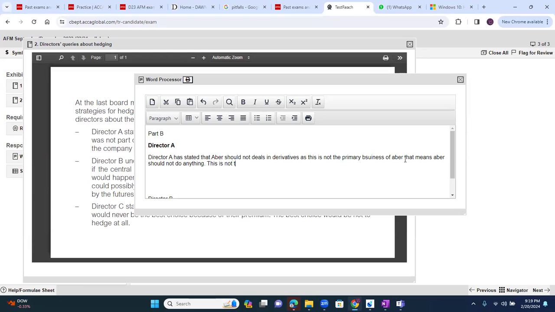This is not the case here, as Aber is doing all transactions as hedging, which ultimately reduces the risk faced by shareholders. So technically, we are dealing with the hedging case.